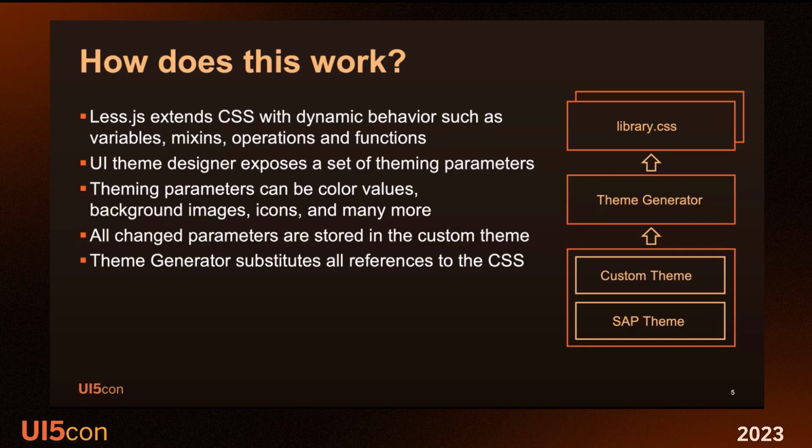And all changed parameters are then stored in your custom theme. So in the end, the theme generator substitutes all references to the CSS. And if we have a look at the picture on the right, starting from the bottom, the flow is we have a sub-base theme. Built on top, there's your custom theme, goes into the theme generator, and the outcome is one library CSS. And this library CSS is applied to your applications and will render the custom theme then.